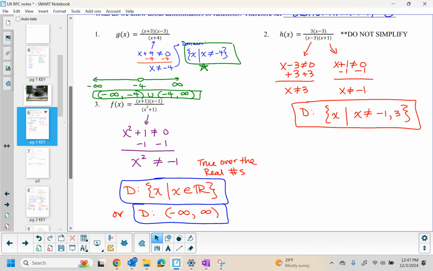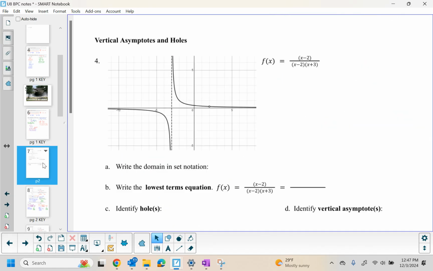But if I do have a number that x cannot be equal to, or a couple of numbers x cannot be equal to, it's easier to write it in set notation versus interval notation. Okay, so let's look at the next problem. Now we're talking about vertical asymptotes and holes. We're going to do that in the next video.